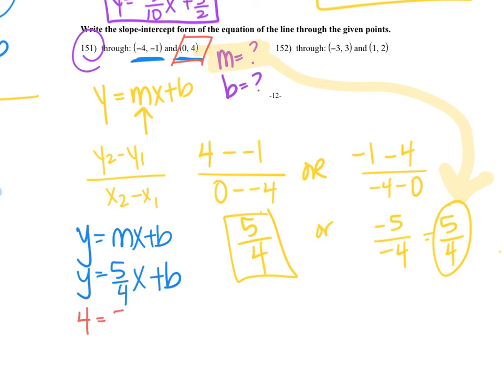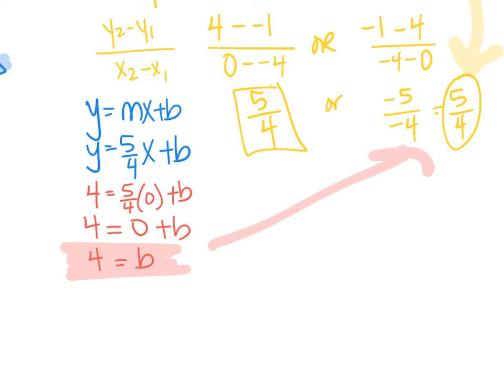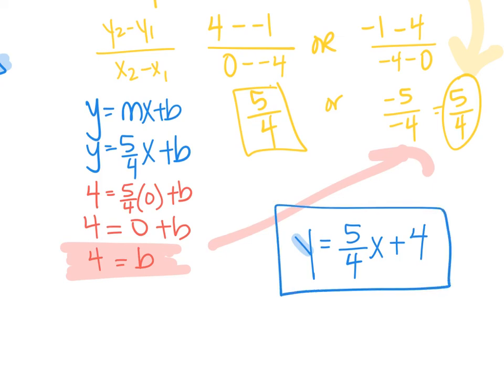So 4 equals 5 over 4 times 0 plus b. Well, 5 over 4 times 0 is actually 0. And so when I plug that in, 4 equals 0 plus b, so b equals 4. So now that I know my b and I know my slope, right? My slope is over here. So I can rewrite the equation of a line. y equals 5 over 4x plus 4. And this would be my answer.